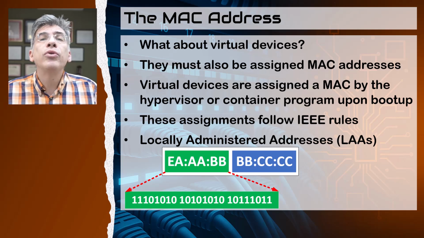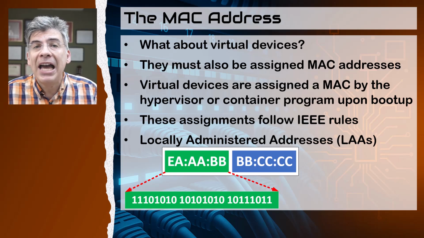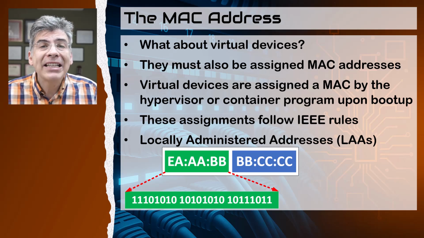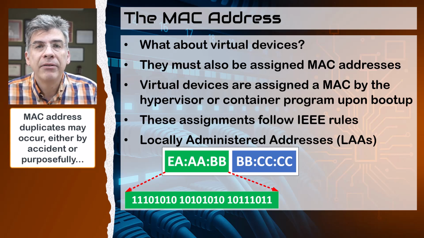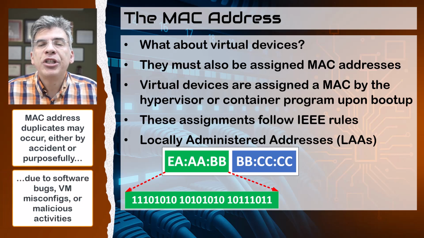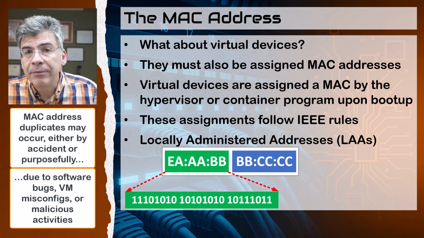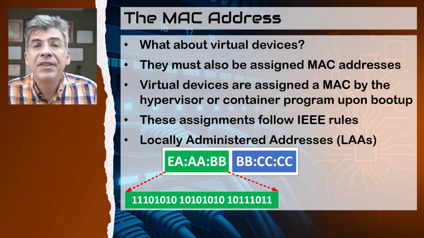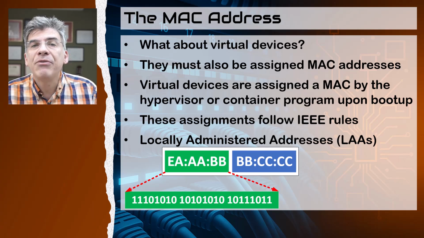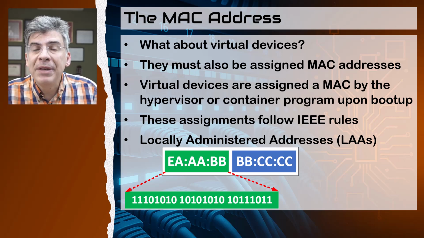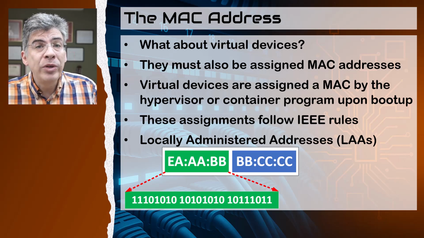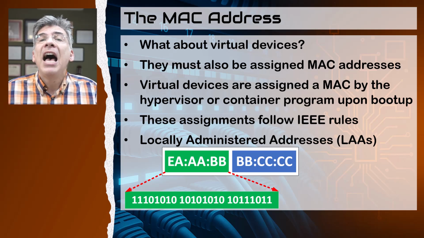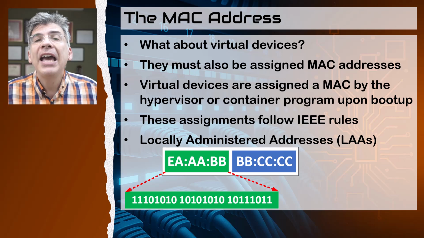Now, all of these rules are in place in order to mitigate against the possibility of duplicating a MAC address in a network segment. However, in practice, duplicates can still happen, either by accident or purposefully, because of software bugs, virtual machine misconfigurations, or MAC spoofing. But under normal conditions, if these rules are generally followed, MAC addresses are designed to always be unique within the segment. So those are MAC addresses, unique addresses on each individual segment, allowing layer 2 connectivity and a whole series of layer 2 mechanisms.